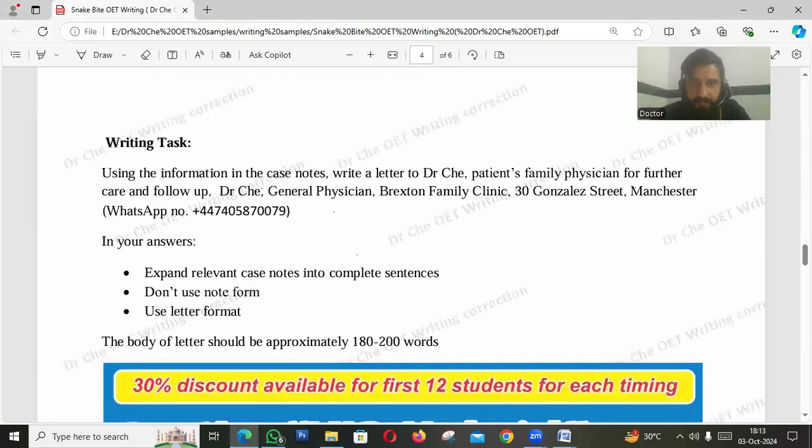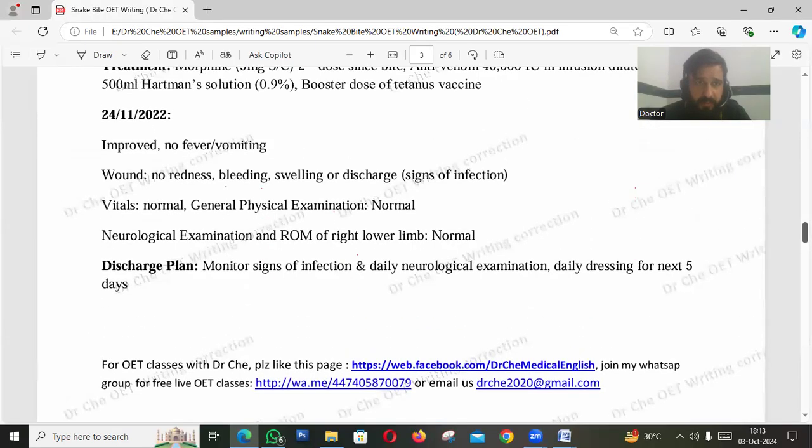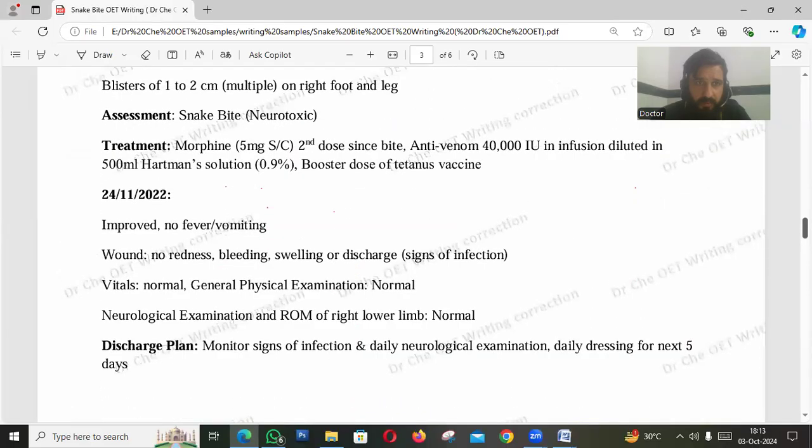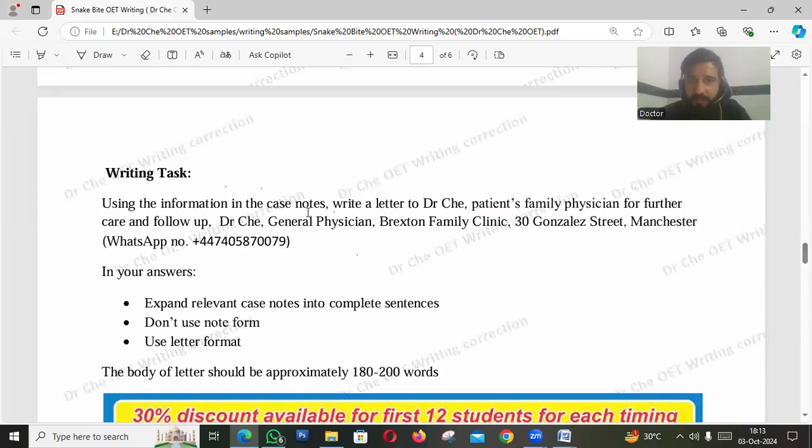The task says, using information in the case notes, write a letter. You also need to see the diagnosis. This is the discharge plan. If you see the assessment here, this is neurotoxic snake bite. Sometimes they write the assessment and the final diagnosis here also. So in the writing task, they say using the information in the case notes, write a letter to Dr. Che, patient's family physician, for further care and follow up. So you are writing this letter back to the patient's family physician.